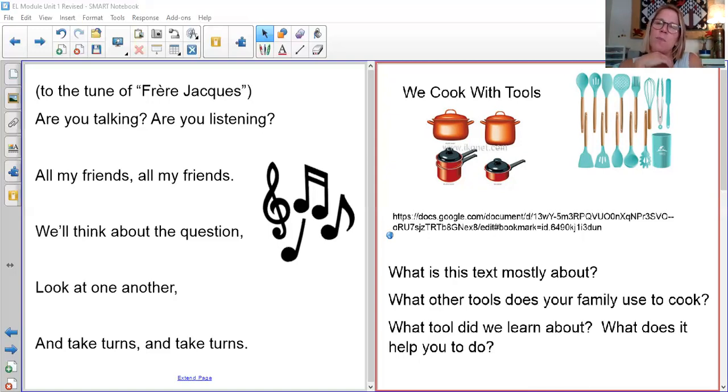So it's saying that a spoon is another good tool for mixing with or stirring food. A spoon is also good for if you want to taste the food or if you want to eat the food, which I'm sure you use in the morning if you had cereal.